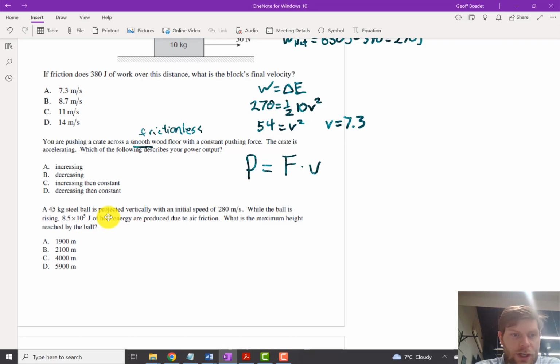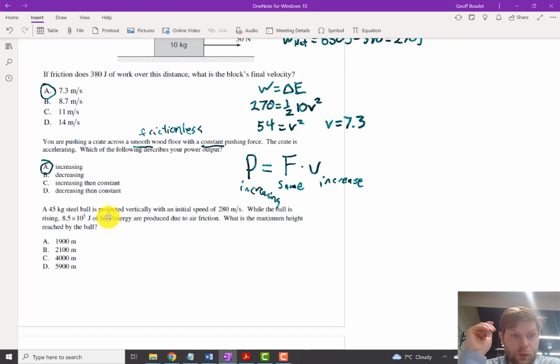So if the crate's accelerating, it means it's getting faster and faster, and it's got a constant pushing force. So if this is staying the same and this is increasing, take a constant and multiply it by an increasing number, you're going to get something increasing. So the answer is A.